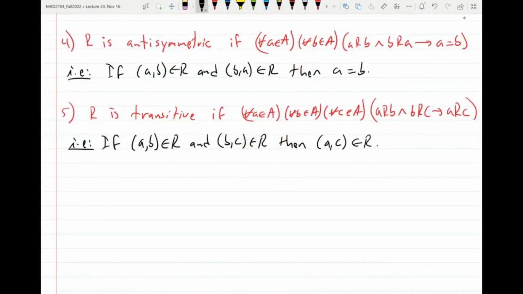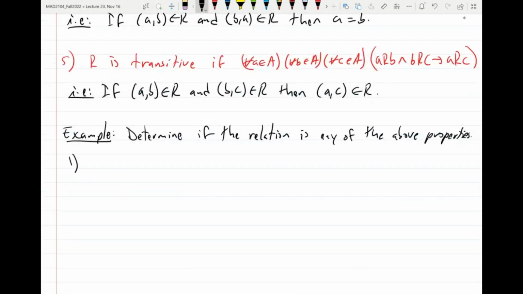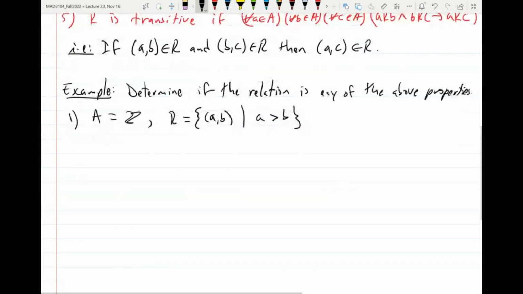All right, so let's do an example. Determine if the relation is any of the above properties. All right, so let's see. First, let's say that A is the integers, and then let's define R to be the pairs of the form A comma B, such that, let's say, A is greater than B. Okay? Let's say this. So we kind of already looked at something like this.